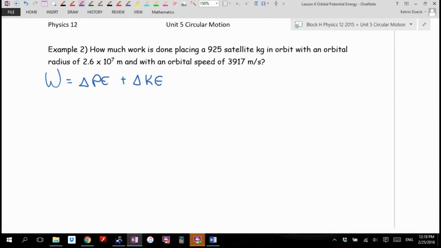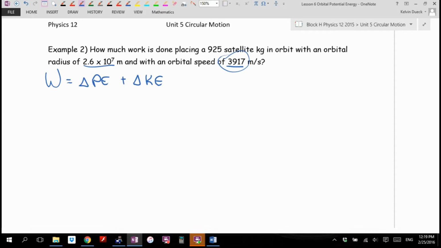Clay, will the change in kinetic be 0 this time? There's an orbital speed. Now, I actually calculated the orbital speed with that radius. I crunched the numbers. The next step would be, what if I just gave you the radius and didn't give you this speed? Well, then you'd have to go, gravity is what's pulling me in a circle, and you can find the speed as well.